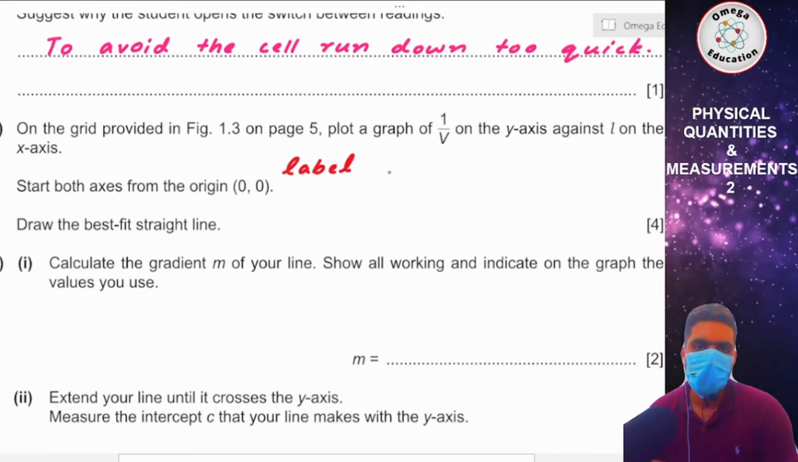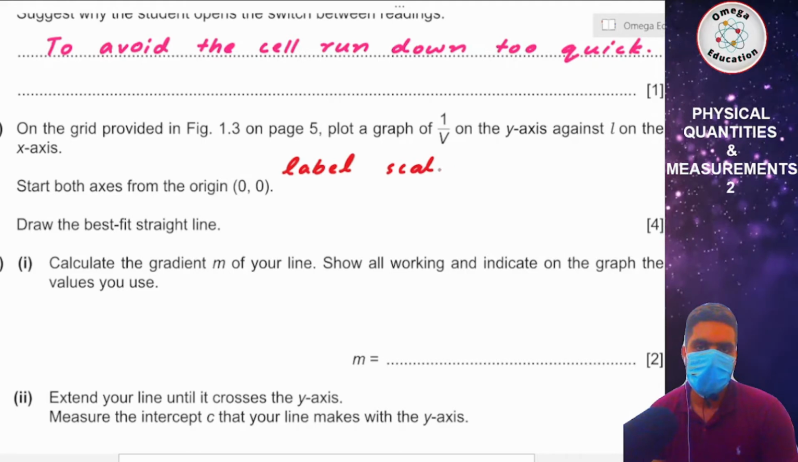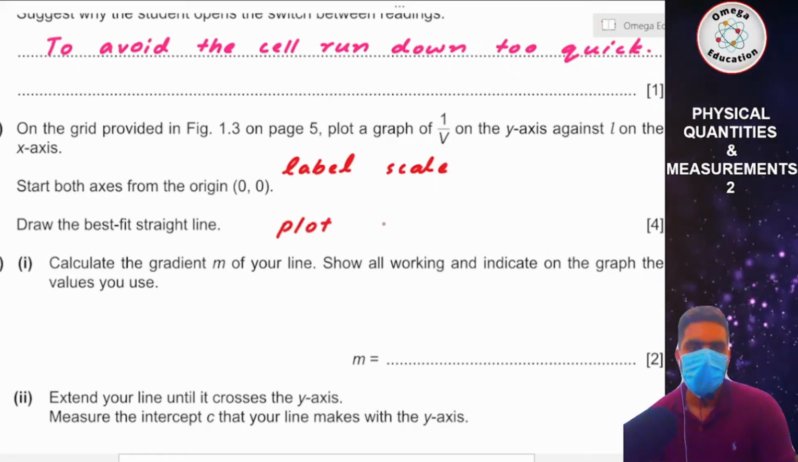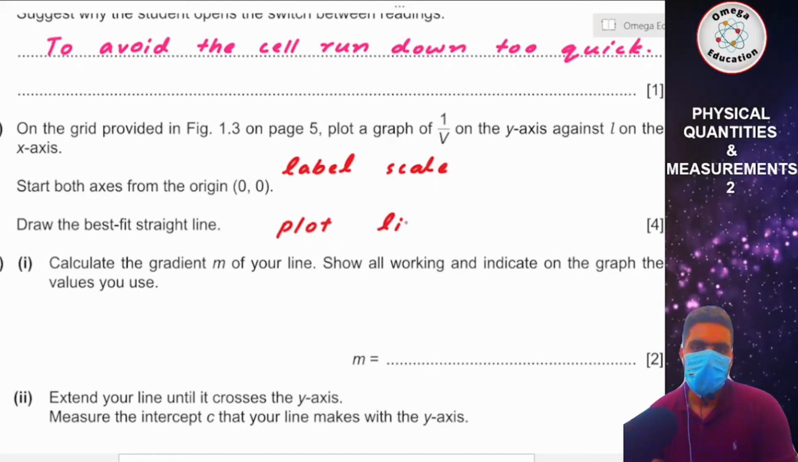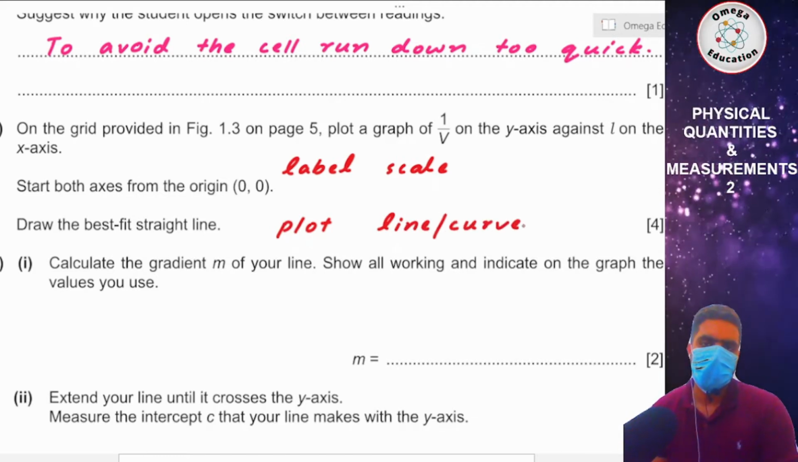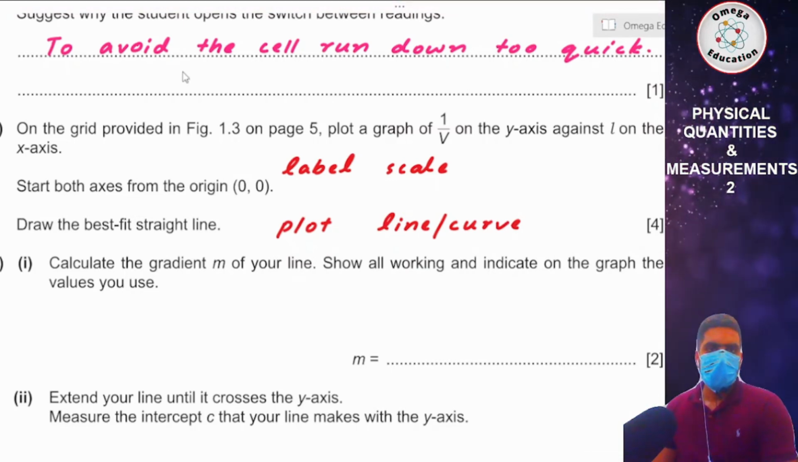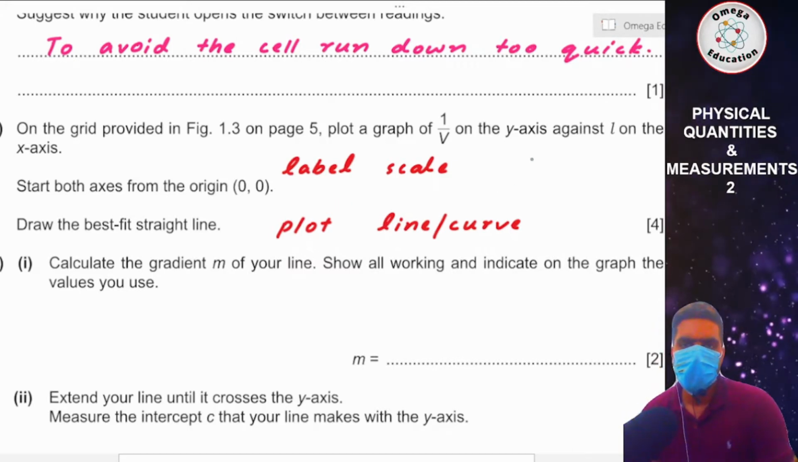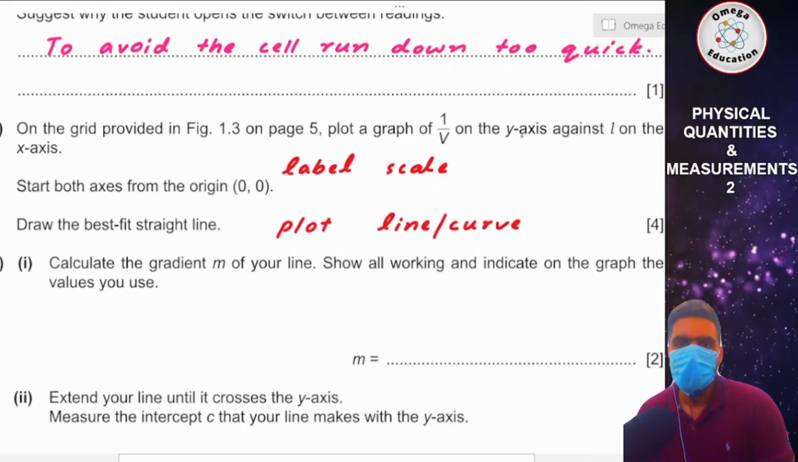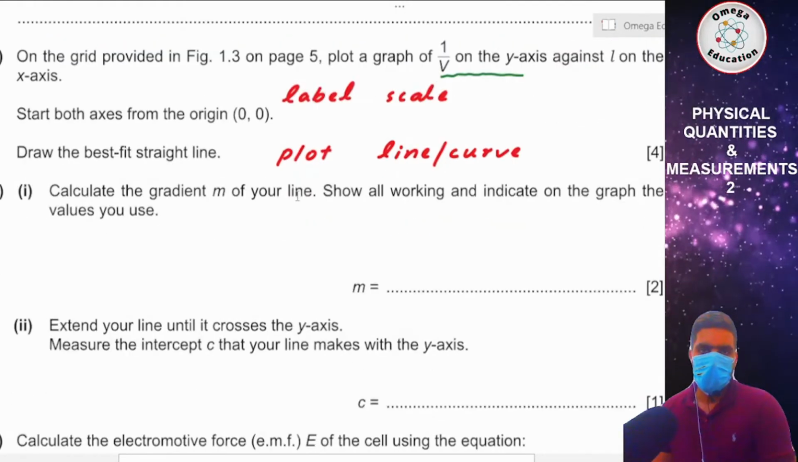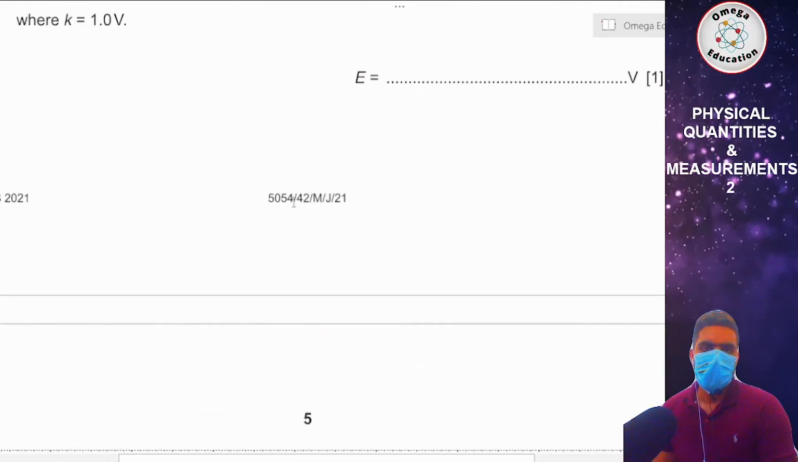Second mark is for choosing a proper scale. Third mark is for plotting the data. And the fourth and final mark is for drawing the line or the curve, depending on the question. So let's consider the first one first. We have to label the axis. So y has to be representing 1 over V. So let's do that.